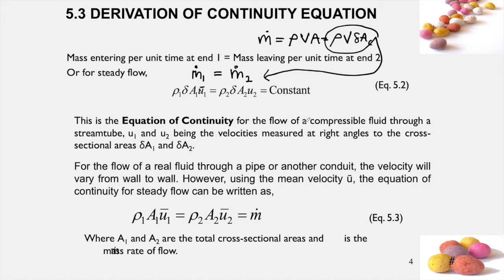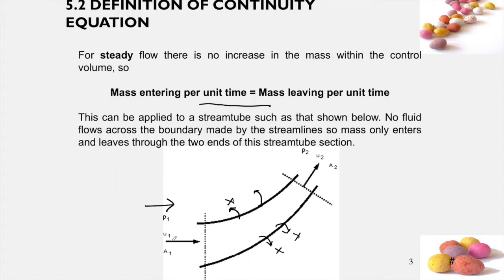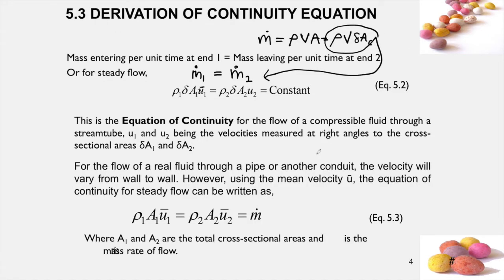For a compressible fluid, what types are there? For example, gas flow. That is compressible because gas can be compressed through a stream tube, from 1, U1, to 2, U2. The velocity is measured at right angles to the cross-sectional areas, delta A1 and delta A2. For the flow of a real fluid through a pipe or another conduit, the velocity will vary from wall to wall. However, using the mean velocity, the equation of continuity for steady flow can be written as, this is what I mentioned before.